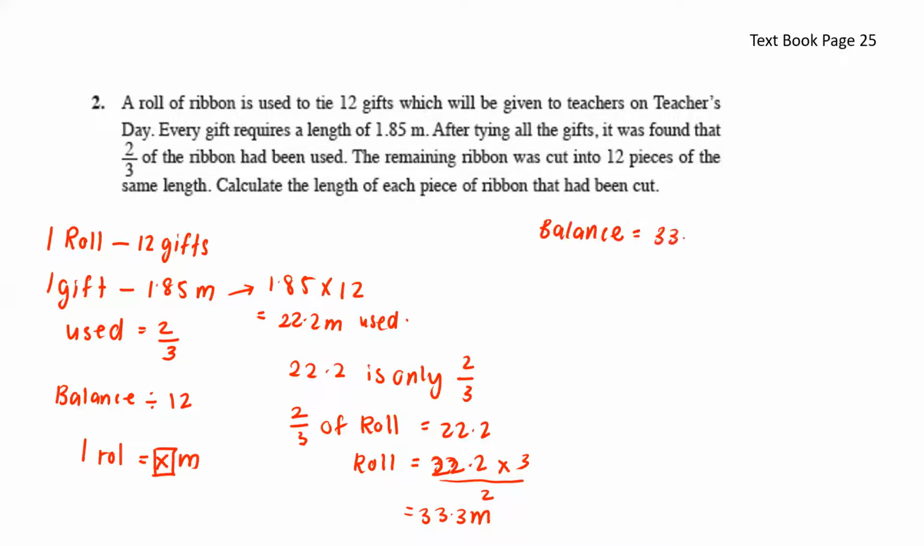So this is the total length of the roll minus the amount that was used. Here we have 11.1 meters. And this length was divided into 12 equal pieces. So here we have per piece 11.1 divided by 12, and that gives us 0.925 meters.